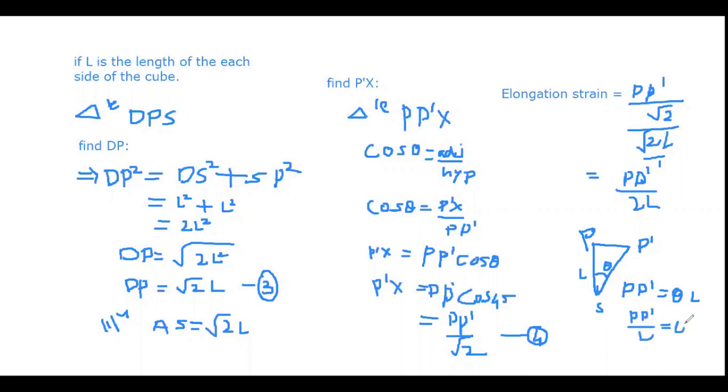So this we can substitute in the above expression for elongation strain. Now the elongation strain will be equal to theta by 2. So we have substituted PP dash by L as theta.